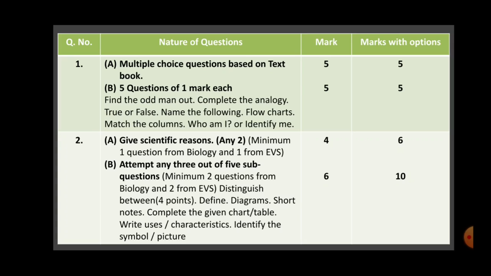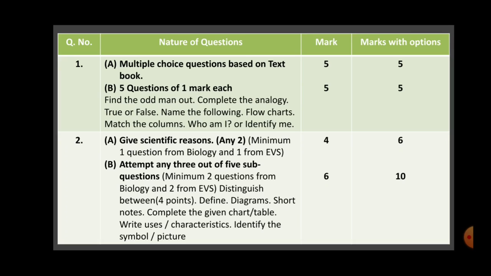Then the second one is A, give scientific reasons, any two. As I said, one minimum from biology and one from EVS, and the third one can be from any of these two. Out of 3, 2 you have to attempt, marks 4 marks, and with options it is 6 marks. Now for give reasons, as I had told you, you have to write the answer in points, and if the question is of 2 marks you have to write at least 4 points.